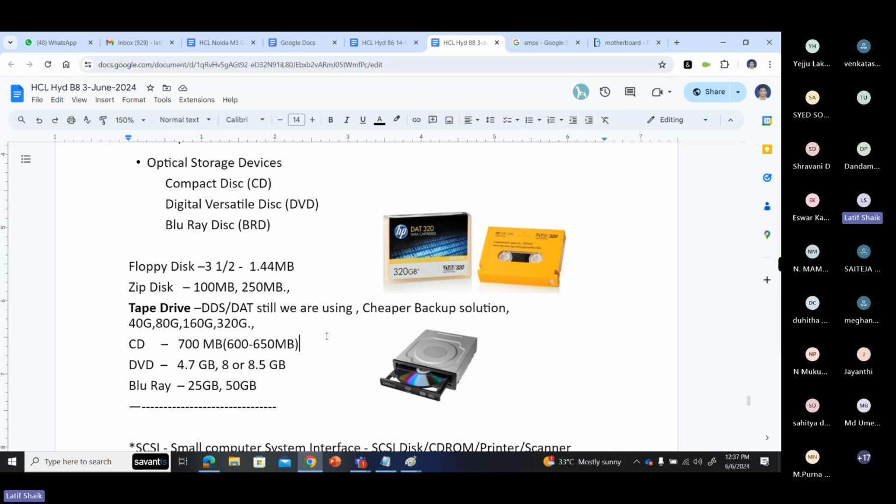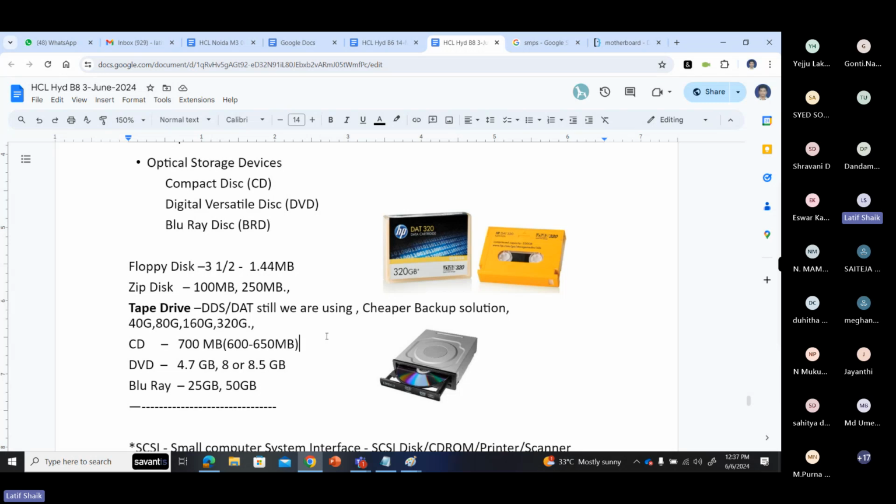But still, Blu-rays are there, like in the PS4 and Xbox gaming consoles. That is Blu-ray disc because higher capacity storage is there. For the general public, like for laptops and desktops, no one wants to use Blu-ray because the reader and writer cost is higher. The empty disk is also very costly.